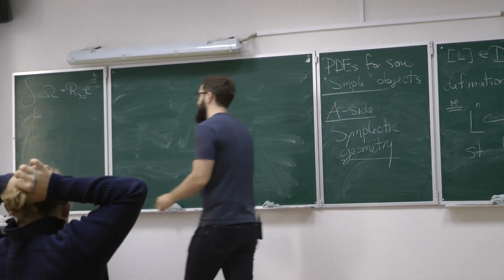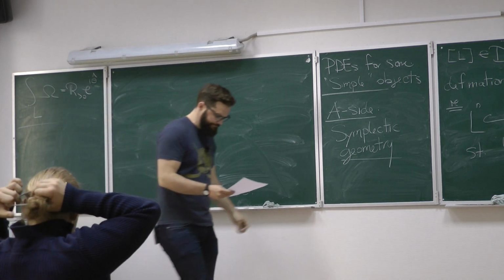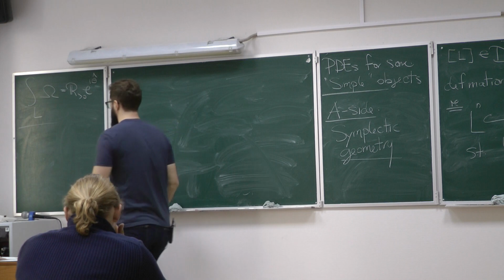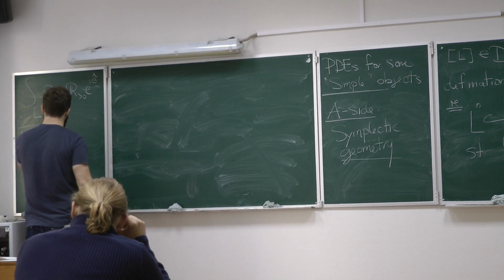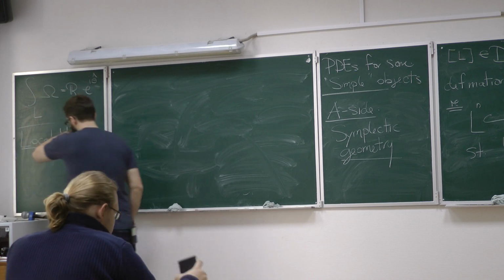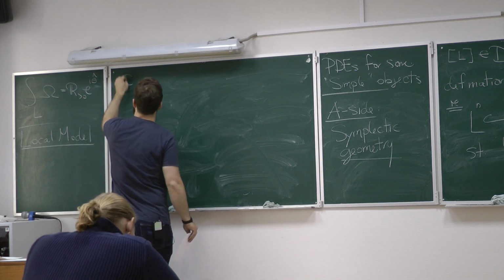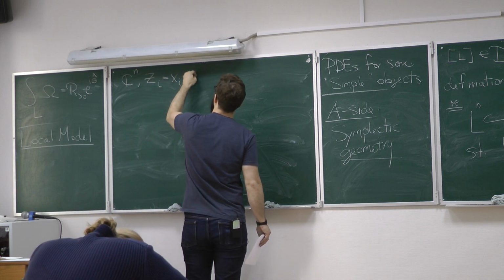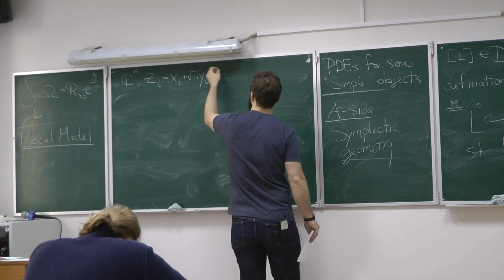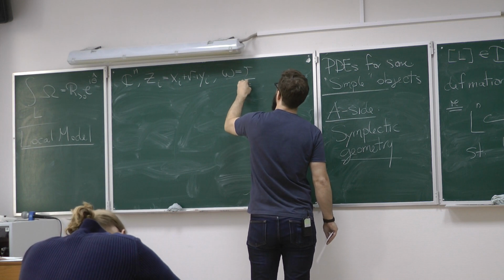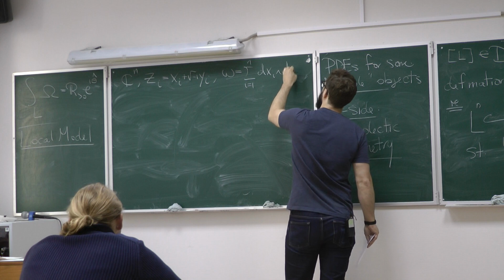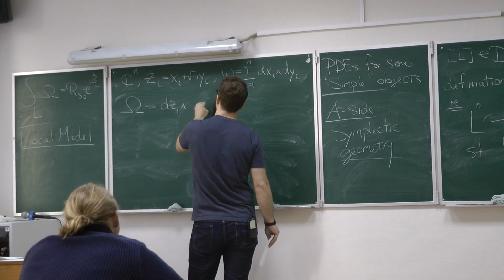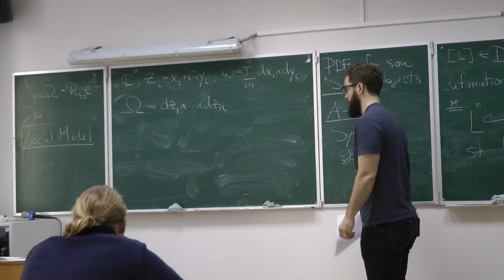Okay, so right. So this is a PDE, which let me write out in a local model. The local model here is just going to be the trivial Calabi-Yau. So it's going to be Cn with coordinates z_i, the usual symplectic form, and the usual holomorphic volume form. So this is the local model.